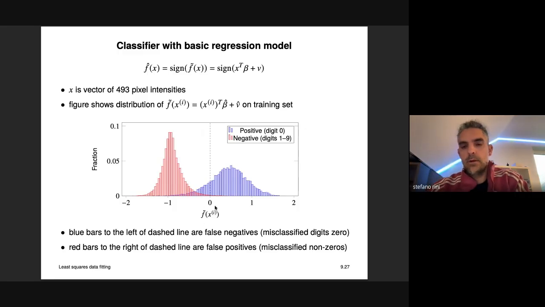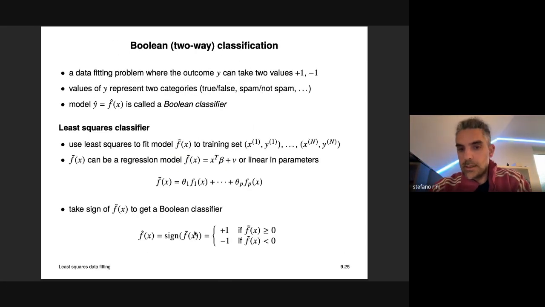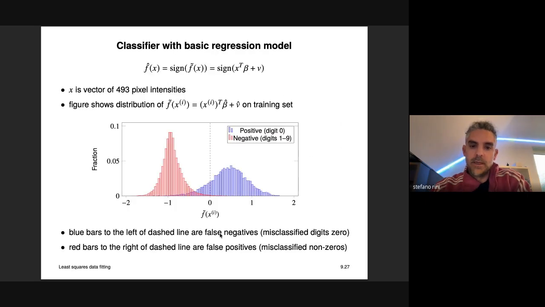Okay, so this is the linear function before the sign. This is the soft output of the model. You see the soft output of the model goes negative and positive. The zeros are assigned to -1, and the positives are assigned to all other digits.